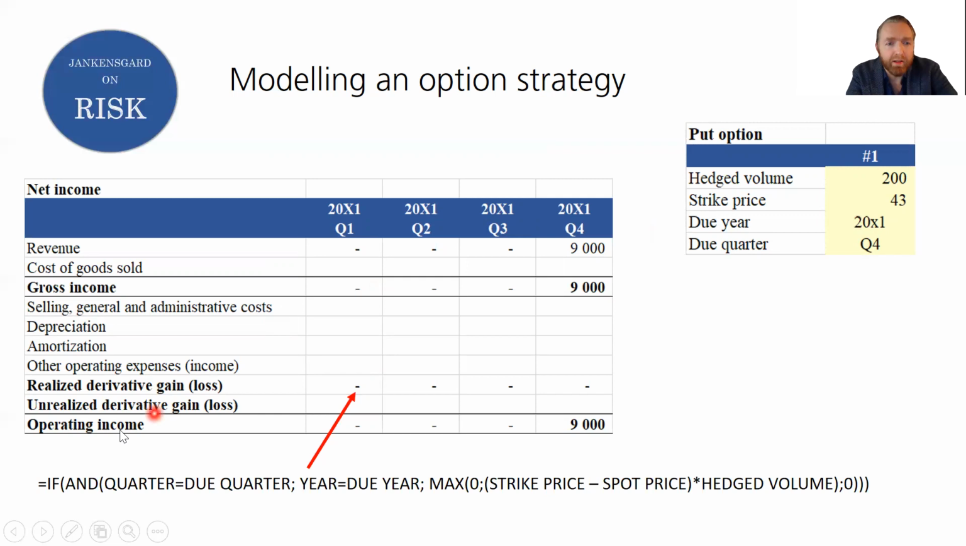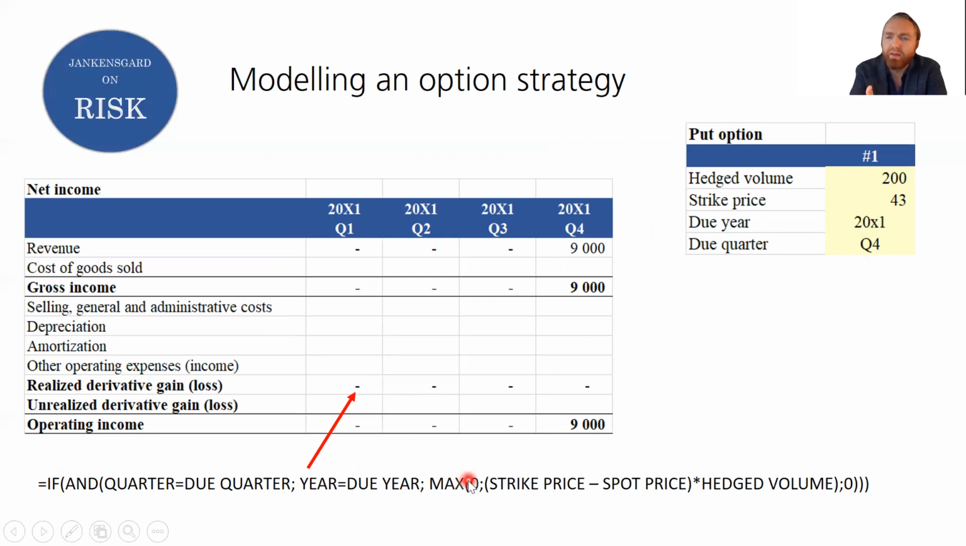So we set the model up again with if statements, one of these composite ifs, and it checks whether the quarter and year are the ones that you have indicated over here, right? Due quarter, due year. But then, in contrast to the forward modeling we did in another video, there's going to be a max function involved.